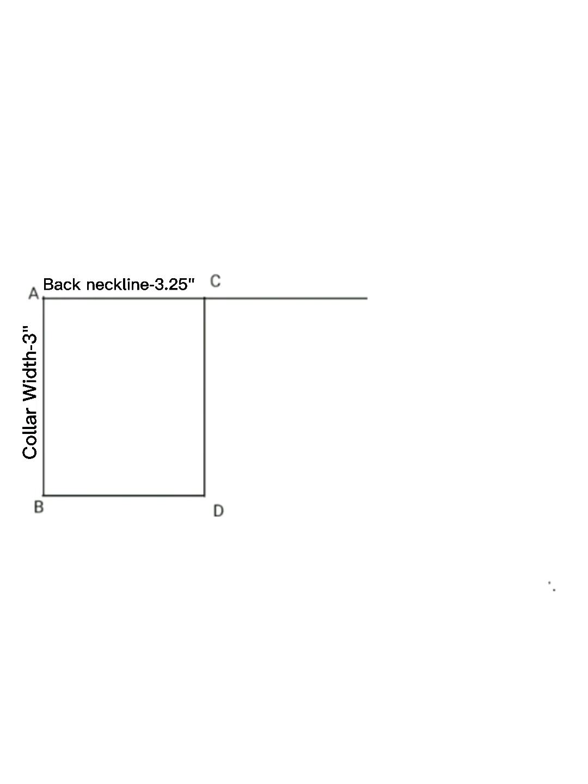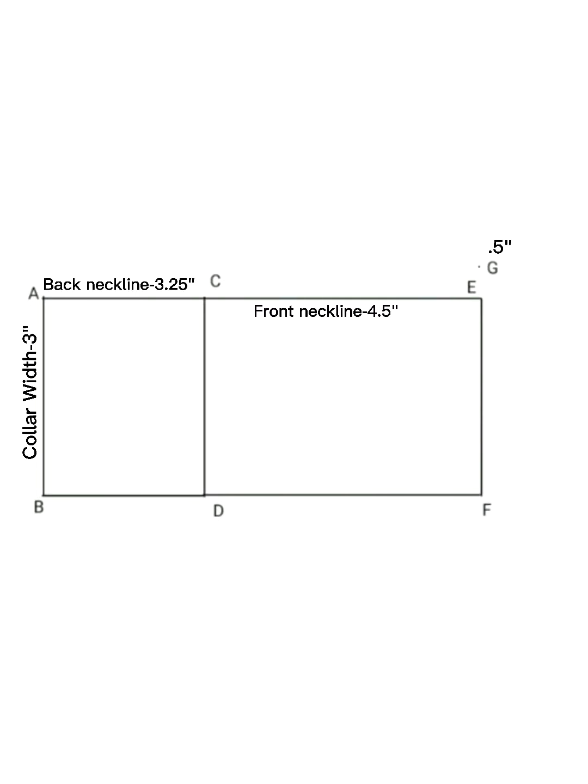Point A to B is 3 inches as your collar width. AC and BD is half measurement of your back neckline. 6.5 divided by 2 is equals to 3.25. While CE and DF is half measurement of your front neckline. 9 divided by 2 is equals to 4.5.